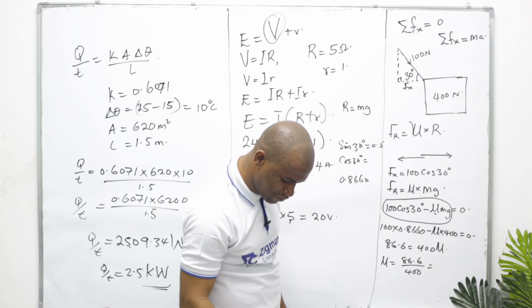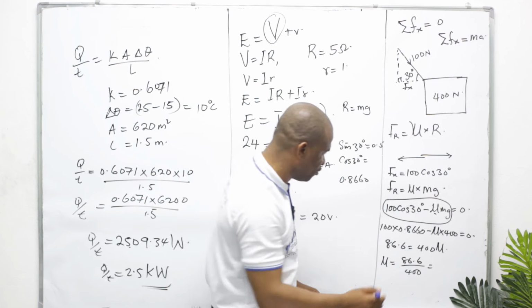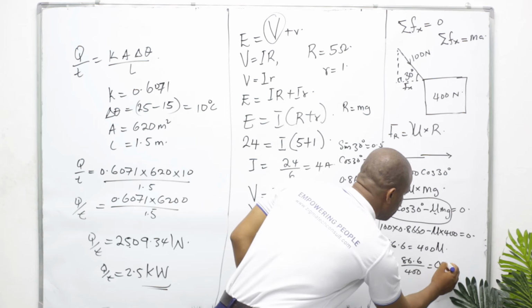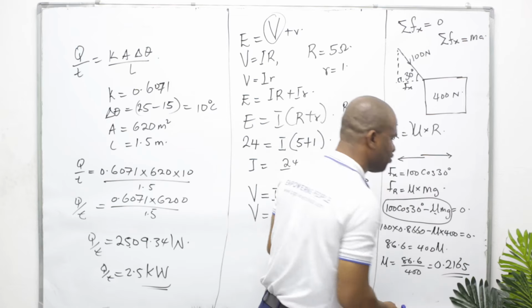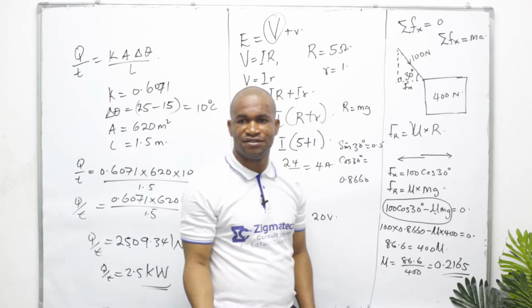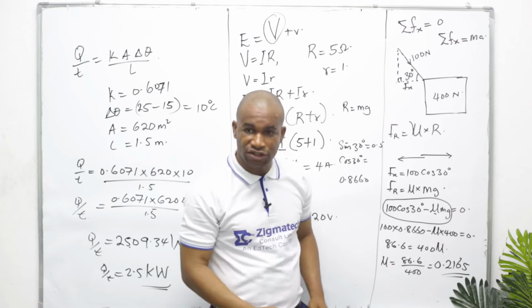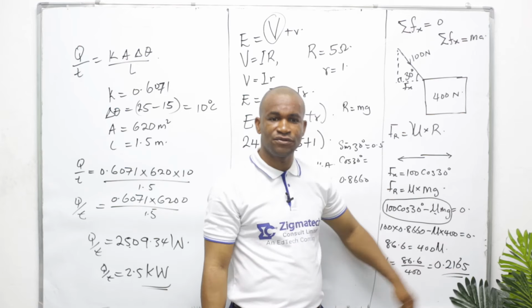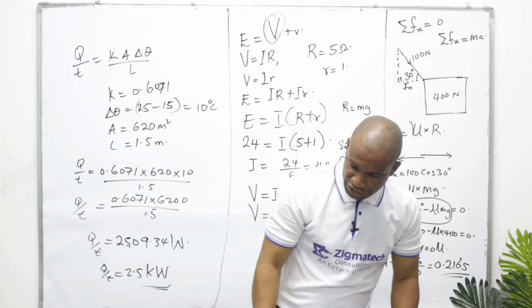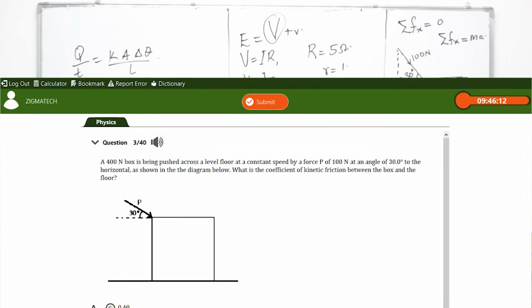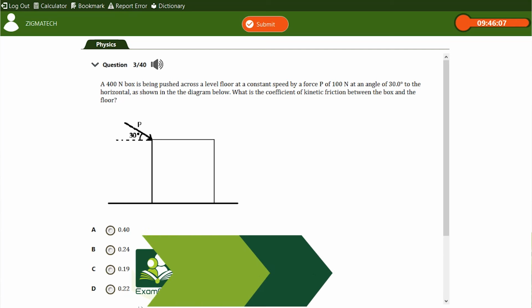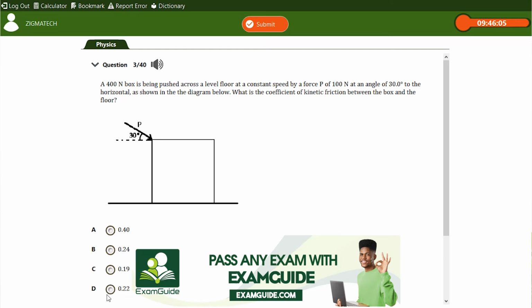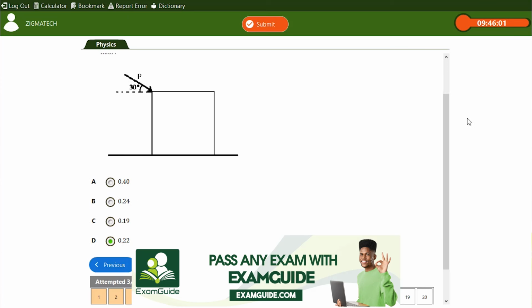86.6 divided by 400. So the answer is 0.2165. Please, it does not have any unit. So because of that, we are choosing our answer, and our answer is D, because to the nearest two decimal places, 6 is rounded off, so it becomes 0.22. All right, we are moving to the next one.